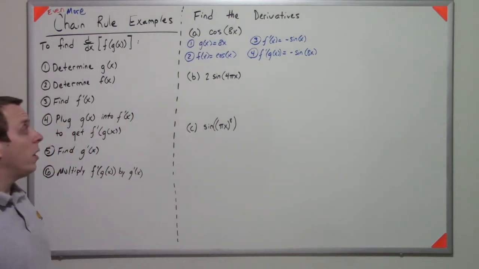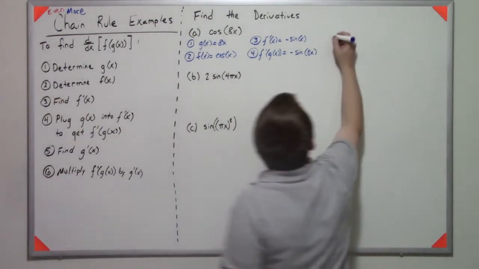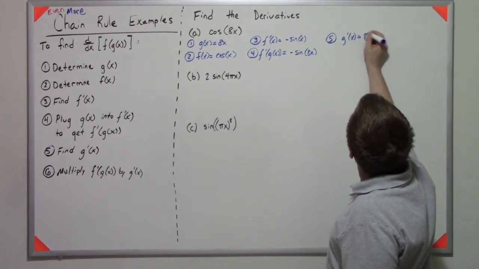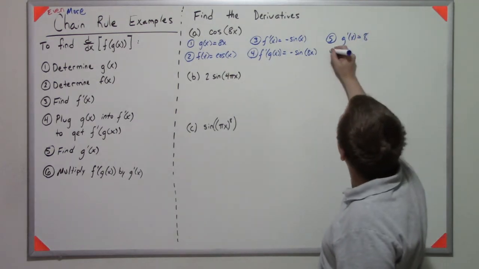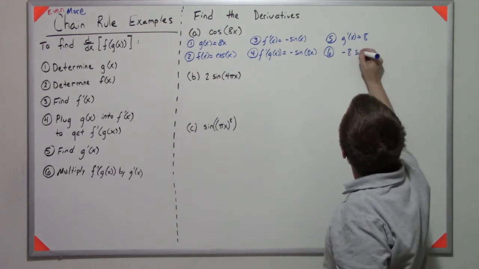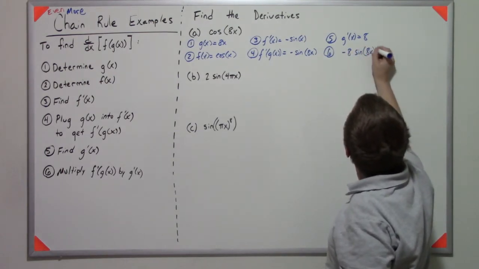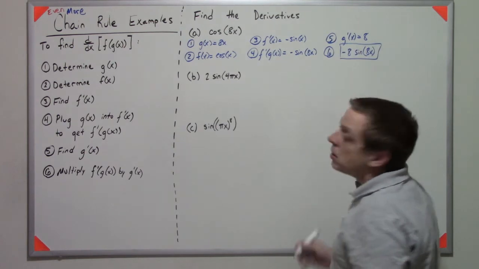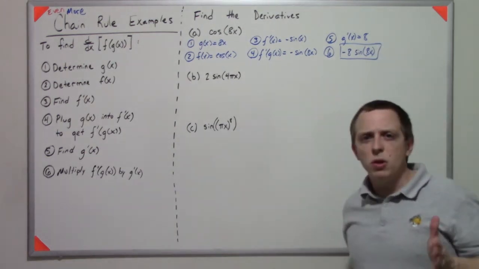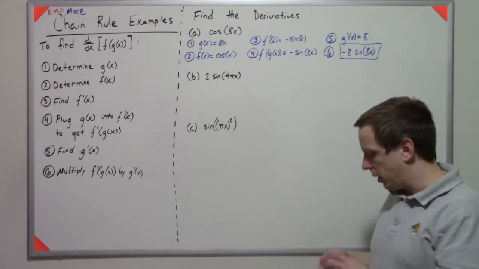So then from there, I need to find g prime, and that's 8. So my answer is these multiplied together, negative 8 sine 8x. Simple enough, right? Let's do one that's a little more complicated, but not much more complicated.